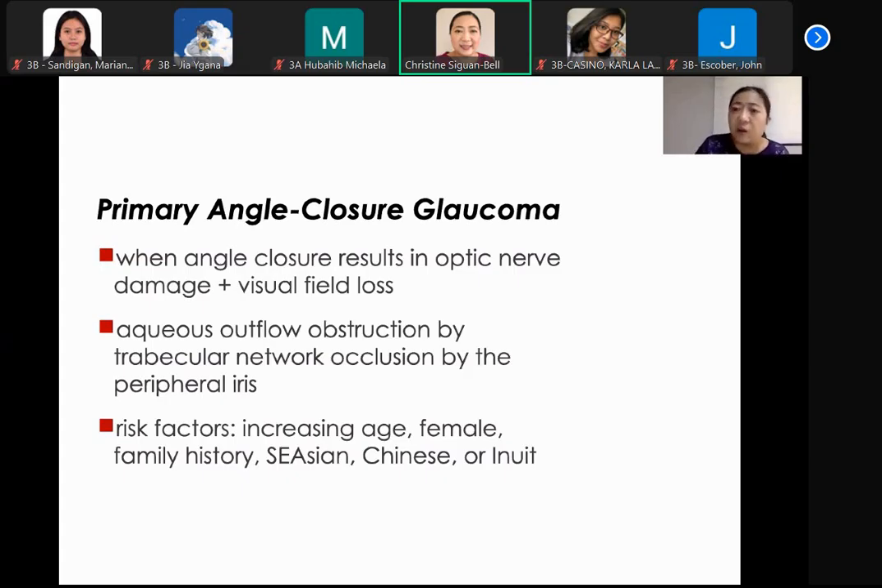Or the fluid can still go out of the pupil because there's no pupillary block, but your trabecular meshwork is blocked by your iris, resulting in a closed angle. This condition is again angle closure glaucoma. Risk factors are increasing age, females because we have smaller eyeballs, family history, Asian or Southeast Asian descent, Chinese or Inuits because of a smaller anatomical eyeball.